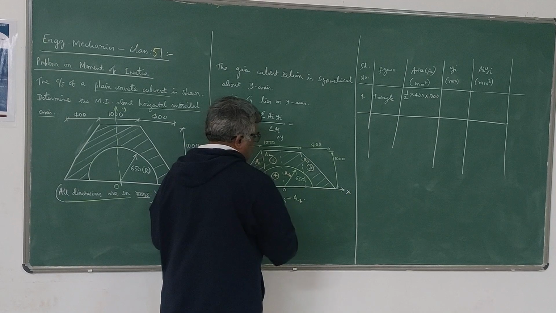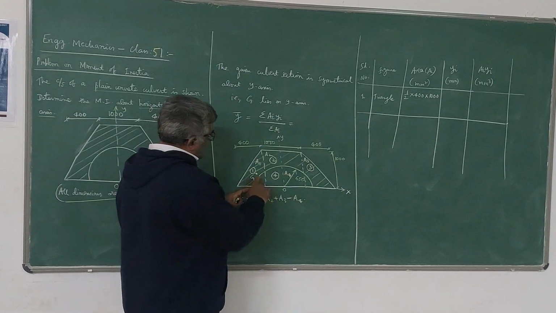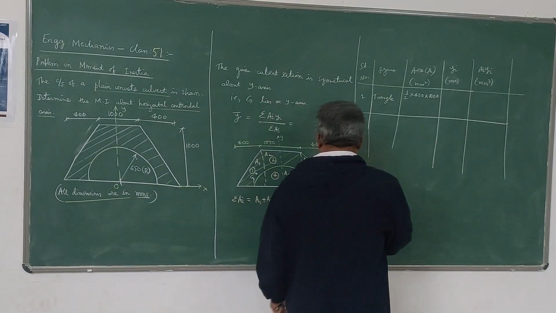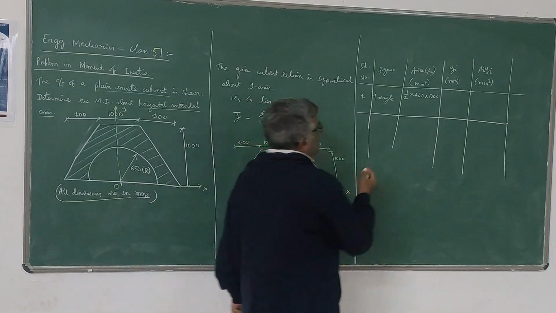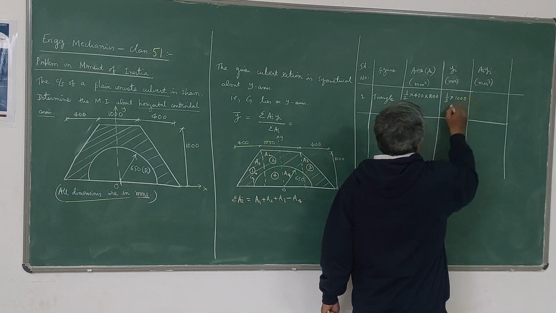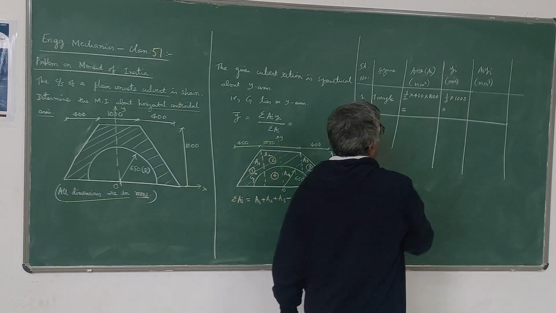So the x-axis is the bottommost edge. This distance will be 1/3 of the height, so 1/3 into 1000. Since it is measured above the x-axis, yi is positive. So 1/3 of 1000 is the value of yi for the triangle.